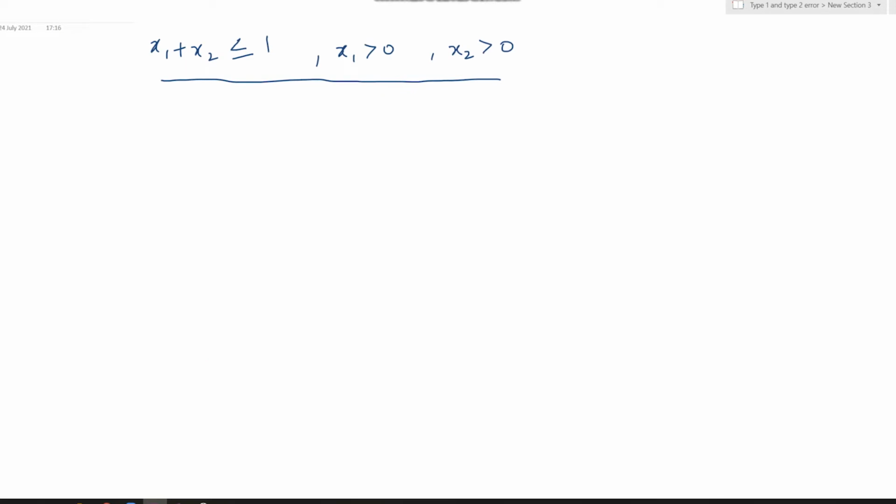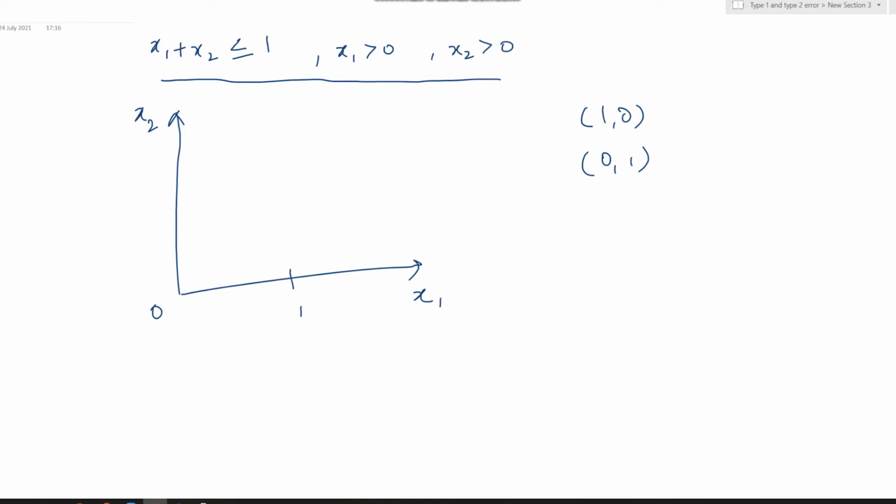Now let's also understand what is a critical region. So let's say I give you these three equations, that is x1 plus x2 is less than or equal to 1, then x1 is greater than 0 and x2 is greater than 0. If we plot these equations on the graph, then we have this x1 axis, this x2 axis, then we have the points 1 comma 0 and 0 comma 1 satisfying our equations. And this is the origin, then we have 1 1.